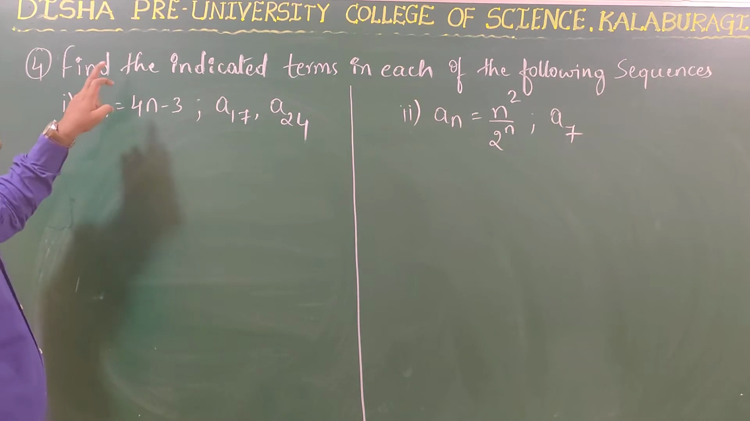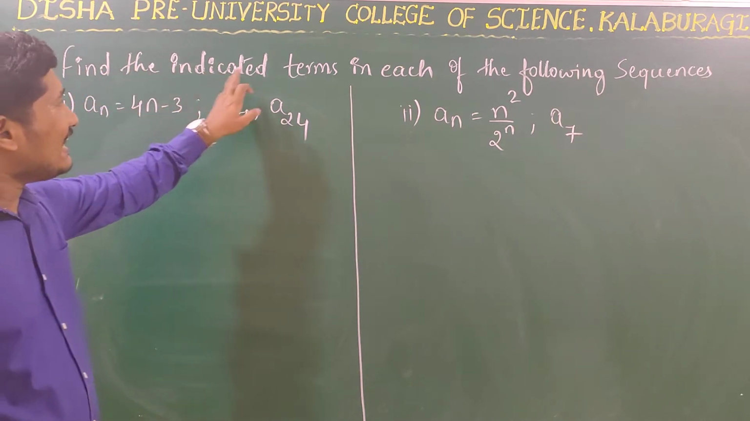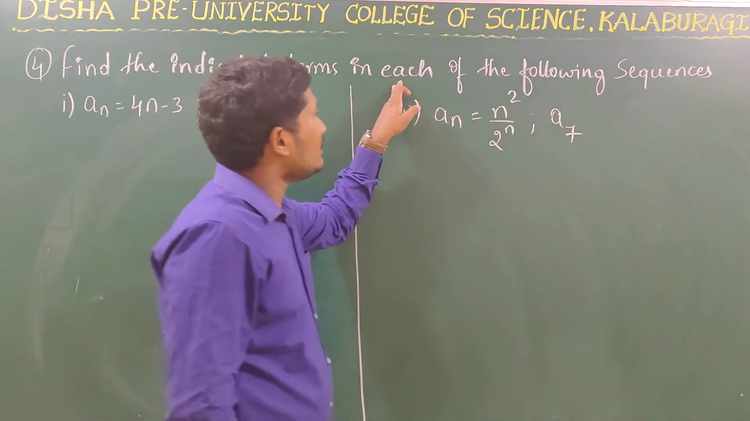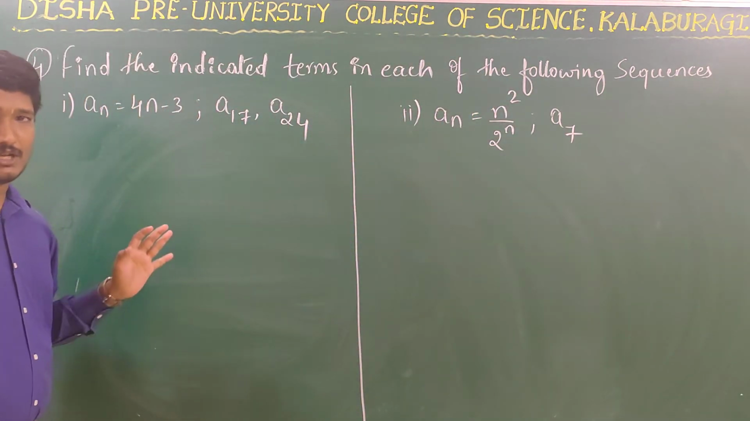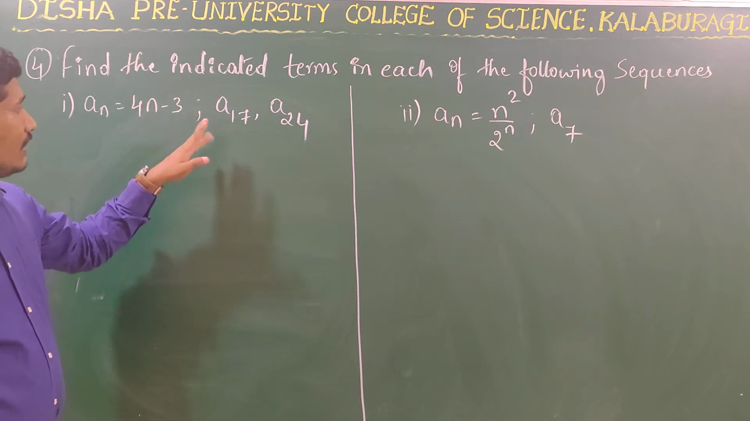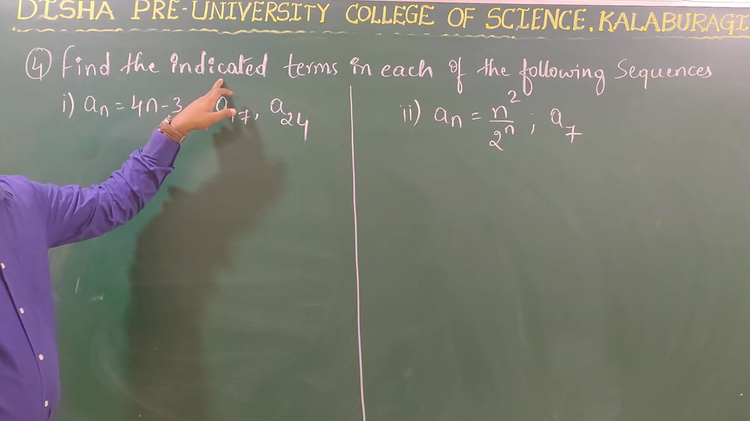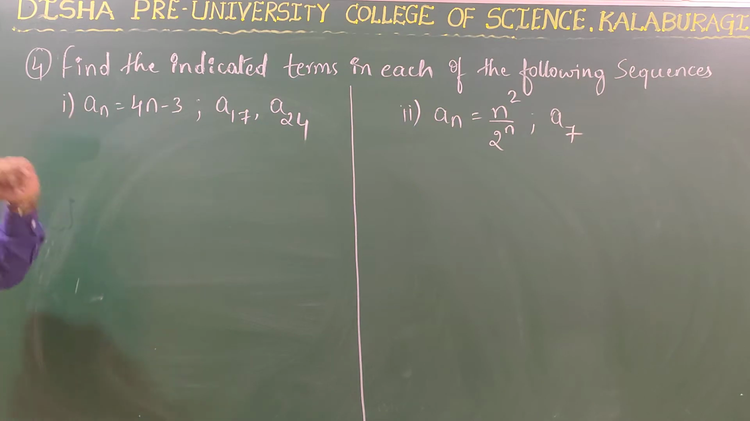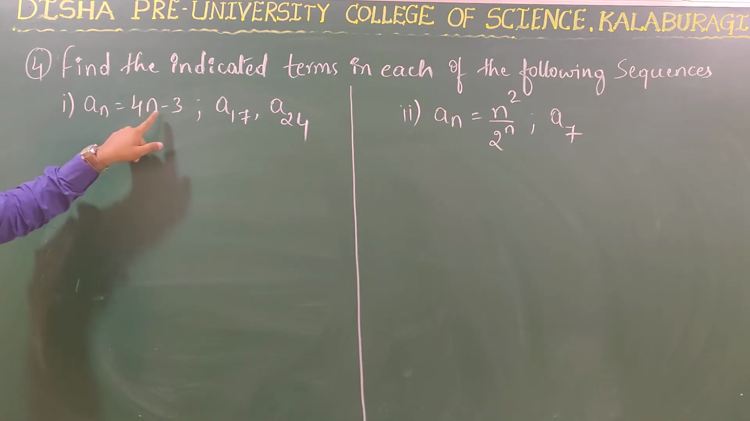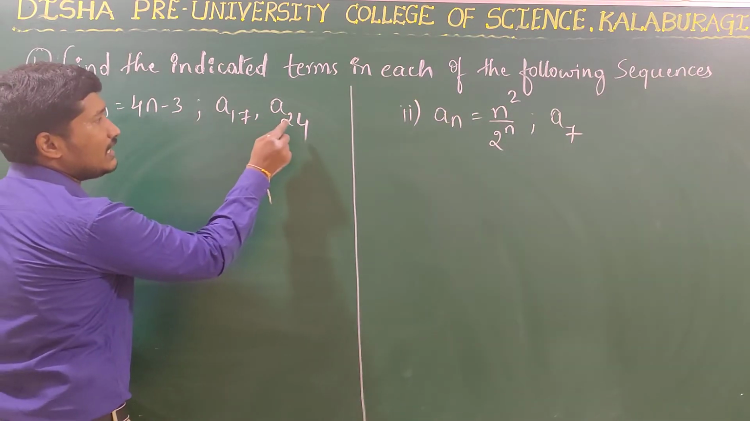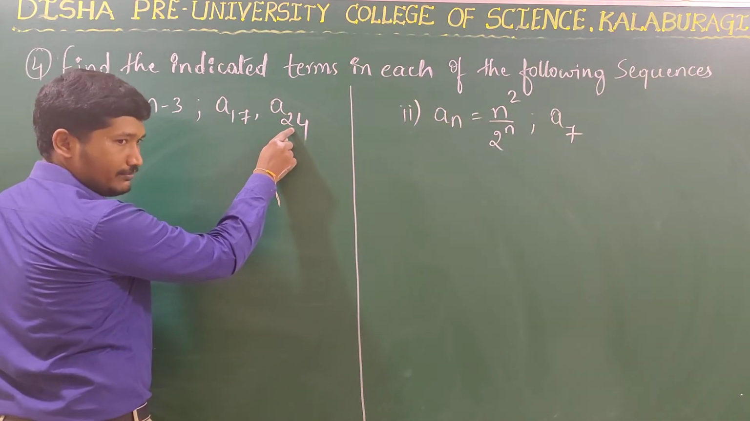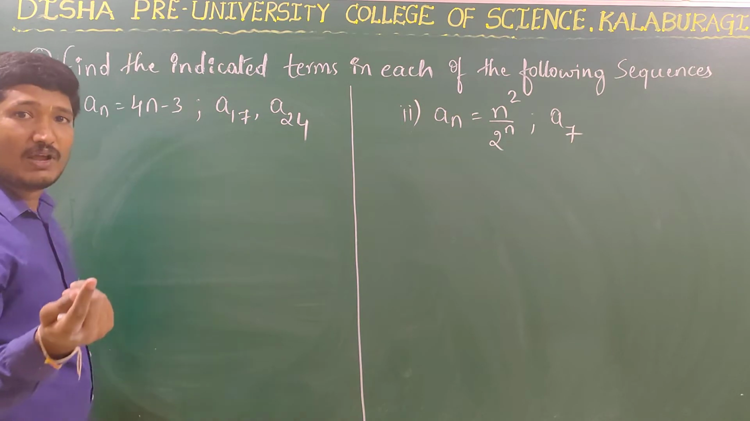Fourth question. Find the indicated terms in each of the following sequences. We are given some sequences and we are asked to find the indicated terms here. See the first question in that. What is the sequence given? an is equal to 4n minus 3. And what are the terms that we are asked to find? A17 and A24.